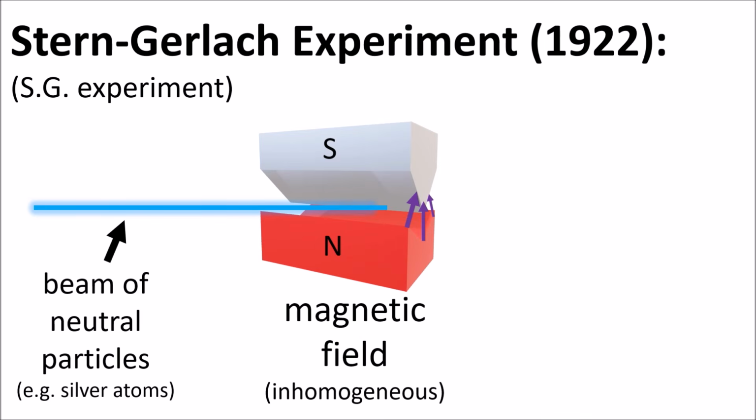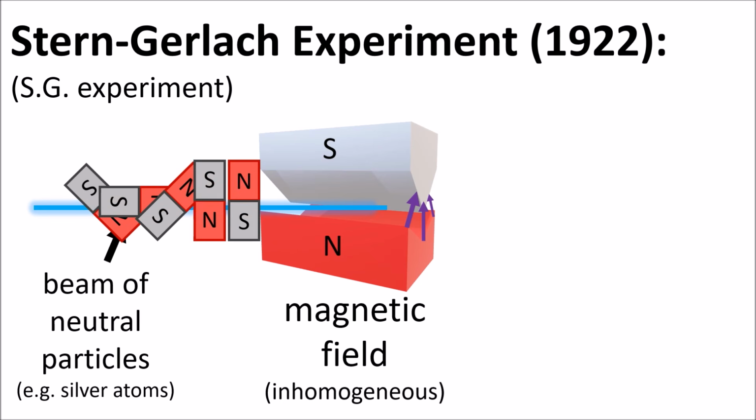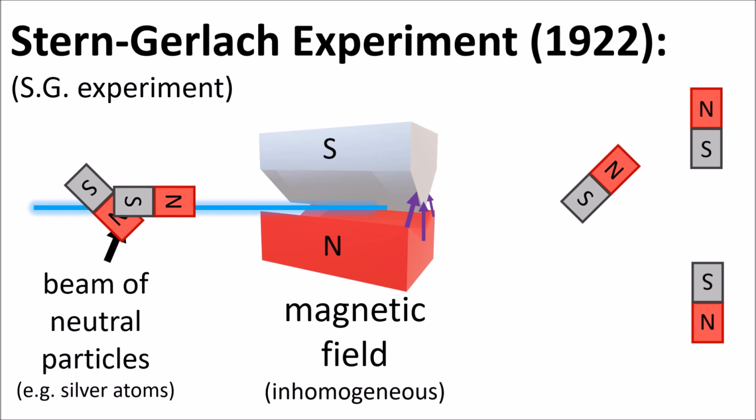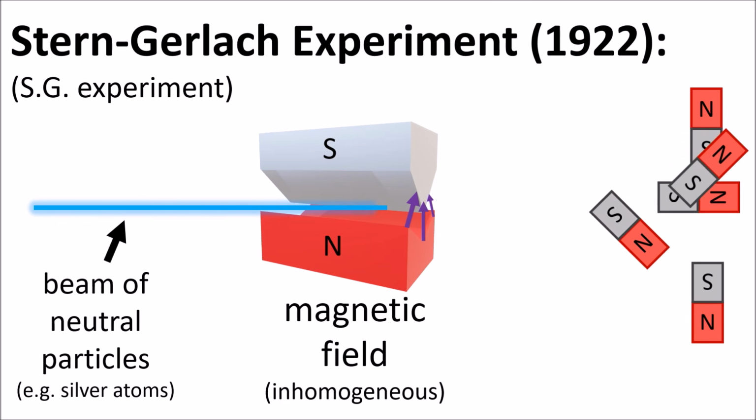Now, if we were to send a bunch of tiny classical bar magnets through this inhomogeneous magnetic field, then the bar magnets with north pointing up would be deflected upward, since the magnetic field is stronger at this tip. And magnets with north pointing down would be deflected downward. And every other orientation of bar magnet would be deflected somewhere in between, depending on their orientation.